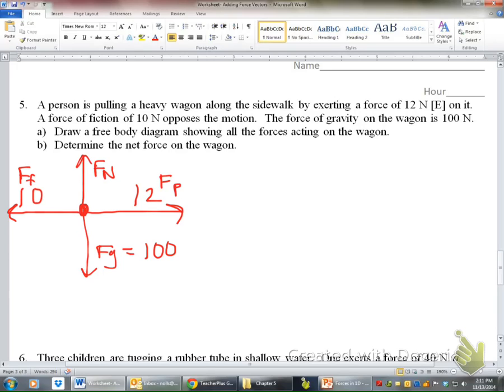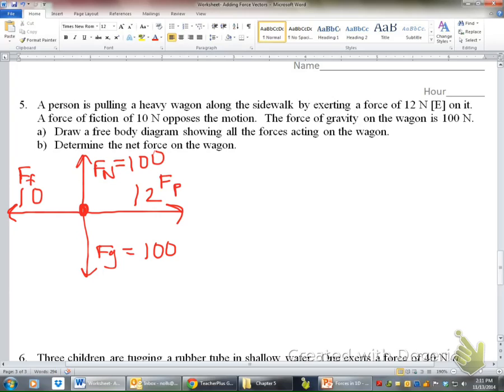What do you think also equals 100? The normal. Okay, could you guys see that by yourself? Because the wagon's not moving up and down, right? The only thing that's pulling it is horizontal, so we're not lifting it up. It's just moving horizontal. So that means F sub n has to equal 100, which means those two cancel out.